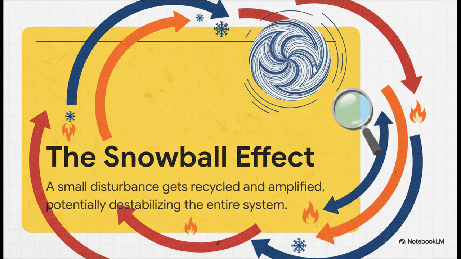Because these loops create something really dangerous called the snowball effect. A tiny, tiny hiccup, maybe a slight change in temperature or pressure, it doesn't just pass through the system and go away. Nope. It gets recycled, it comes back around, but a little bit bigger. Then it gets recycled again, and it's even bigger. And it keeps growing and growing until that tiny little disturbance can throw the entire plant completely out of control.